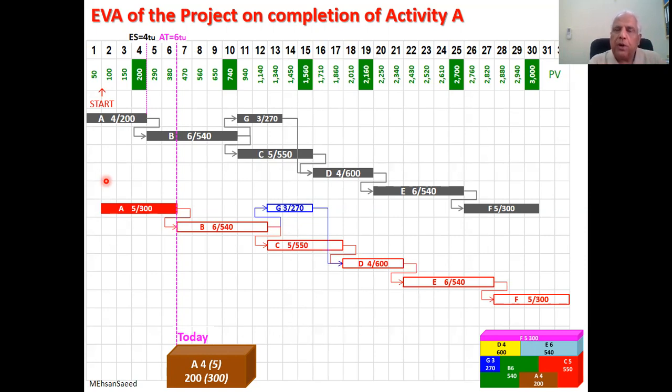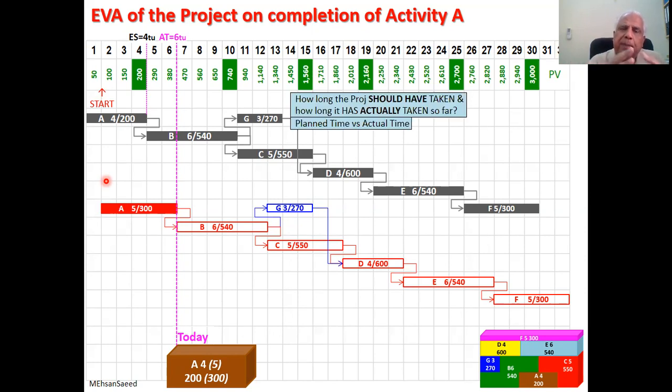The conceptual understanding is that what we were supposed to achieve on day 4, we have achieved on day 6. So our schedule variance is negative 2 days. When applying logic or conceptual understanding, one way to do that is ask yourself a question and then answer that question. As this question has been framed, how long the project should have taken and how long it has actually taken, or it is a comparison between the plan and actual, plan time and actual time. Plan time was 4 days, actual time is 6 days. So the difference is schedule variance minus 2 days. And here is the formula also, earned schedule minus actual time, or planned time minus actual time, 4 minus 6, minus 2.